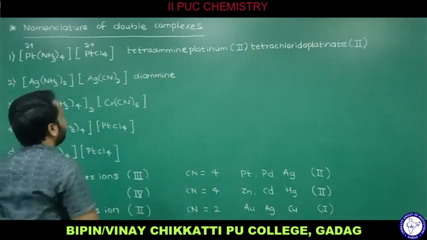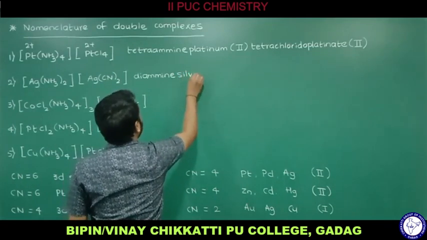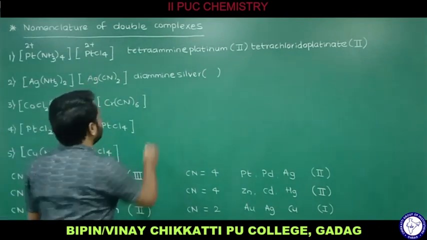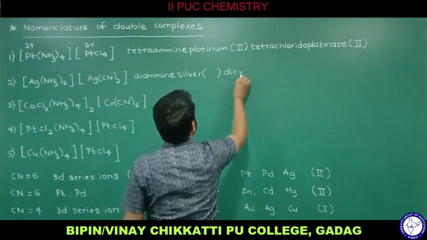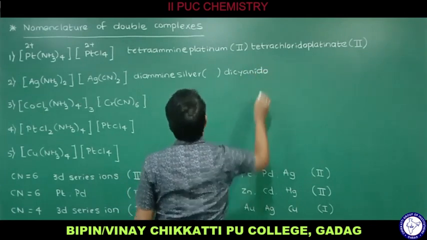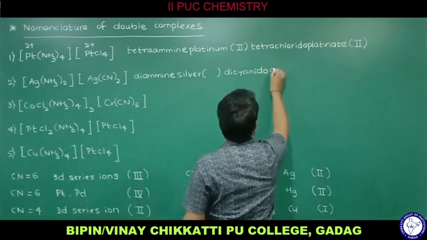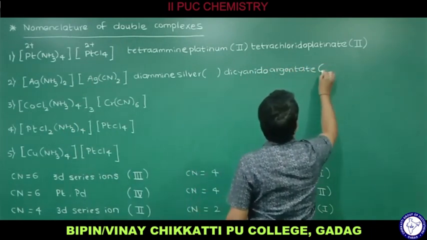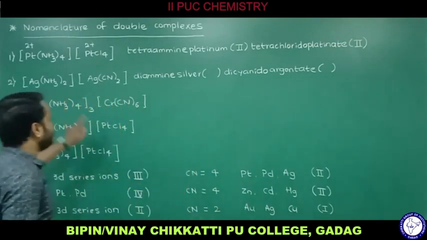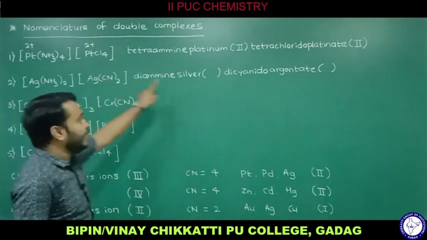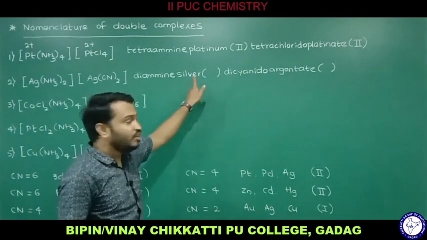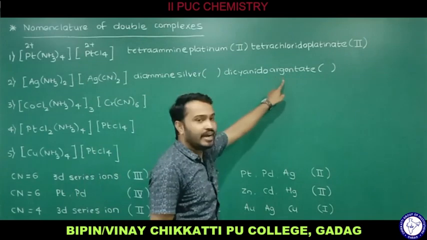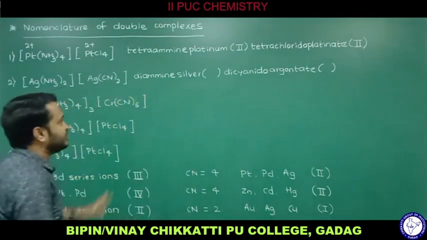Diamine. We have Ag, silver. We'll write the oxidation number. Next, the next complex. So here we have dicyanido, Ag we have, argentate, and we need to write the oxidation number. Don't get confused. We have Ag, we have Ag. In cation we write the name as it is, whereas in anion we write the Latin name. Therefore silver I have written here, and argentate I have written. We'll write the oxidation number.